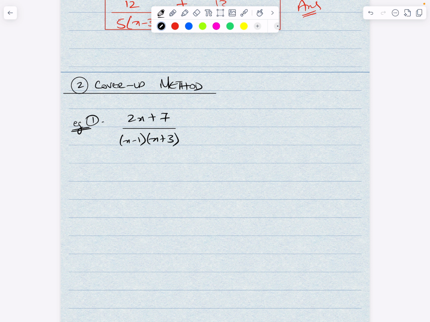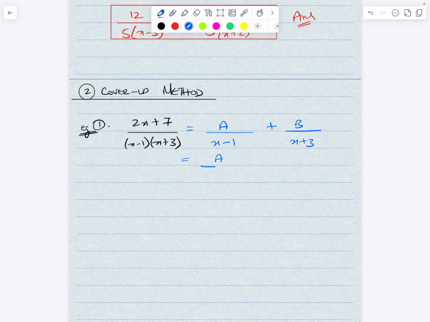The denominator is again factorized. I'll make another video if the denominators are not factorized. In this video, we are just covering the basic concept. So I can write this down. The first step is the same. I'll write this down as a single fraction. So this would be something like this: (x - 1) multiplied by (x + 3), and A would be multiplied by (x + 3), B by (x - 1).